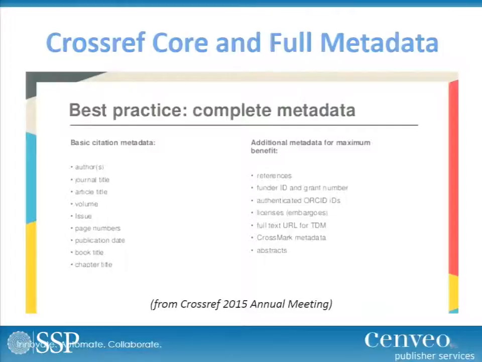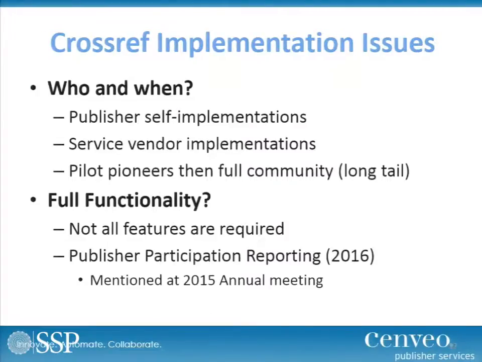Moving forward, Crossref is now supporting a lot of other functionality, expanded its scope, and evolved from basic citation metadata to include additional metadata. This slide is from a Crossref presentation at their annual meeting last fall, talking about the difference between what they consider to be the basic citation metadata and the additional metadata, and supports lots of industry things, funding, authors, licenses, text and data mining, and so forth and so on.